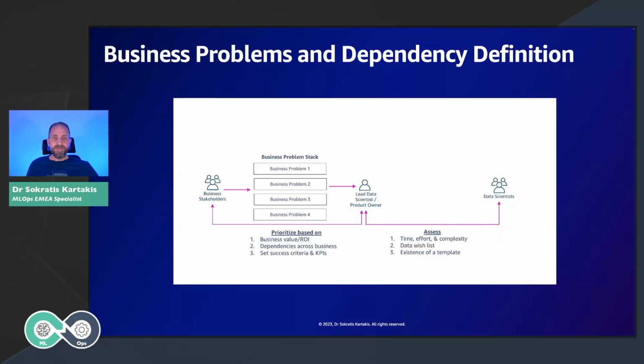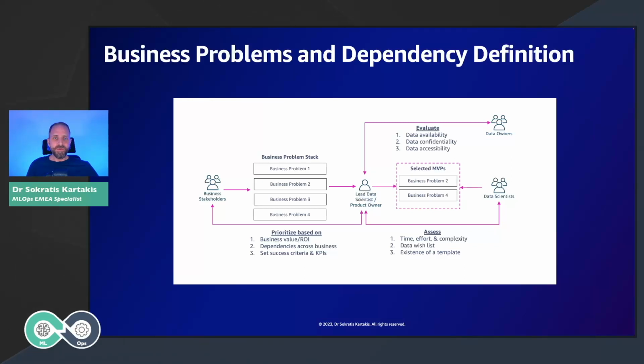By having defined those, the lead data scientist needs to collaborate with data owners. They need to check if they have available data, if there is any restriction because of confidentiality, or if they can share the data with the data science team. After all these different processes, the outcome is to select the right business problem that they can solve in the time frame that the business requires, and they have access to all the necessary components, like the data.